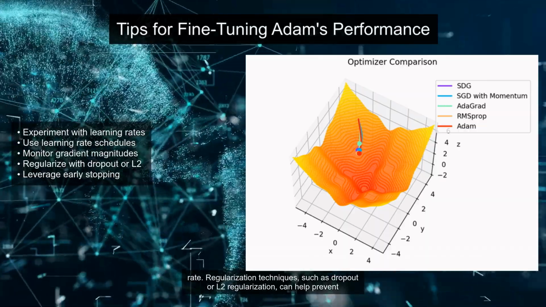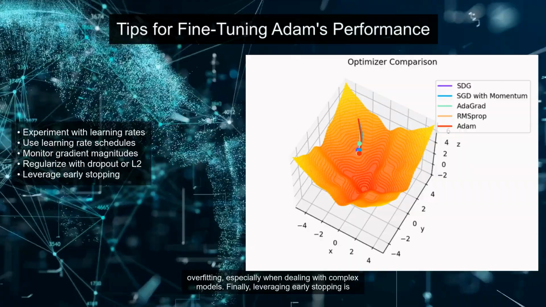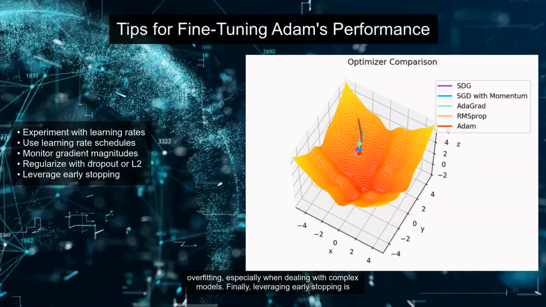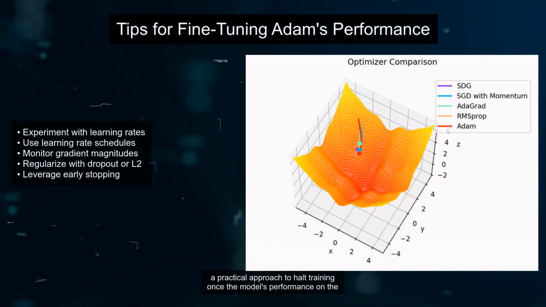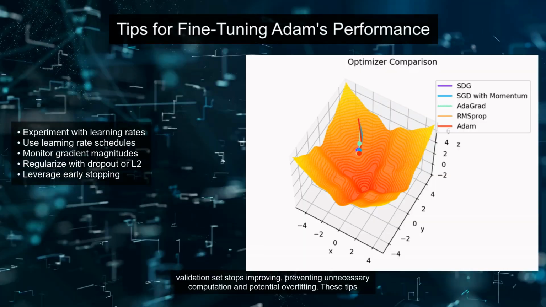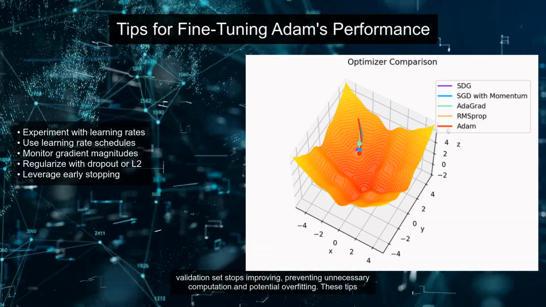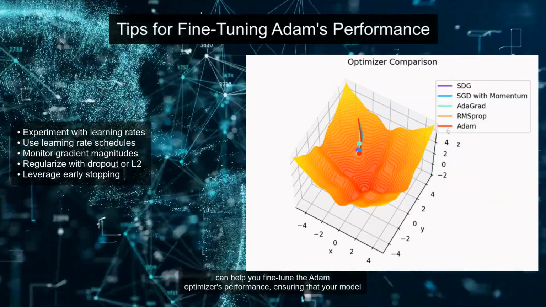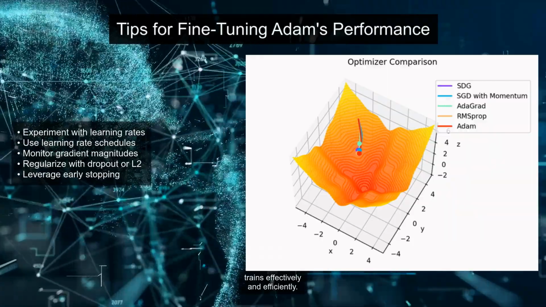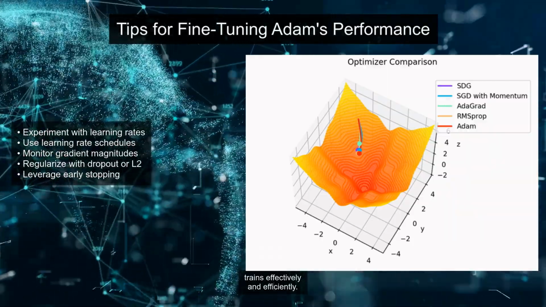Regularization techniques, such as dropout or L2 regularization, can help prevent overfitting, especially when dealing with complex models. Finally, leveraging early stopping is a practical approach to halt training once the model's performance on the validation set stops improving, preventing unnecessary computation and potential overfitting. These tips can help you fine-tune the Atom Optimizer's performance, ensuring that your model trains effectively and efficiently.